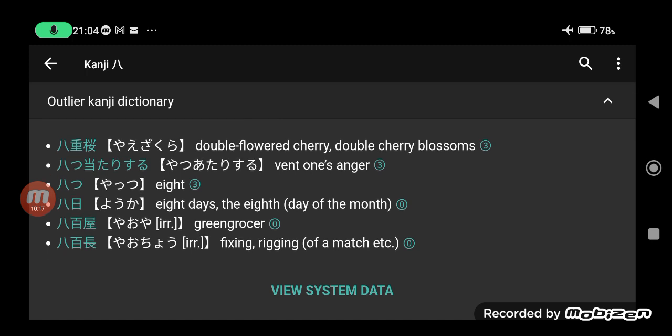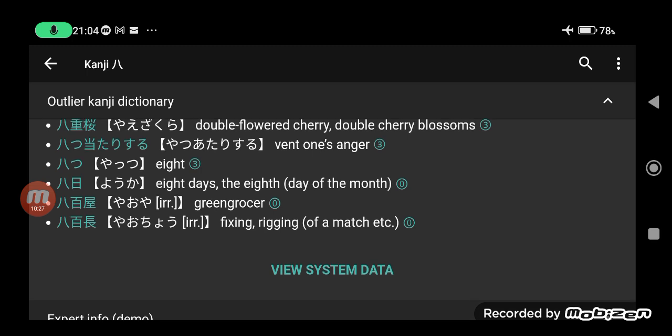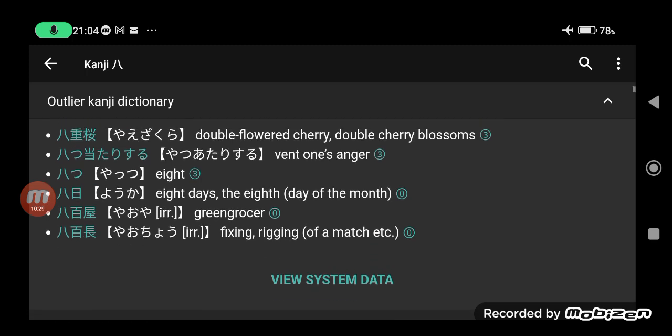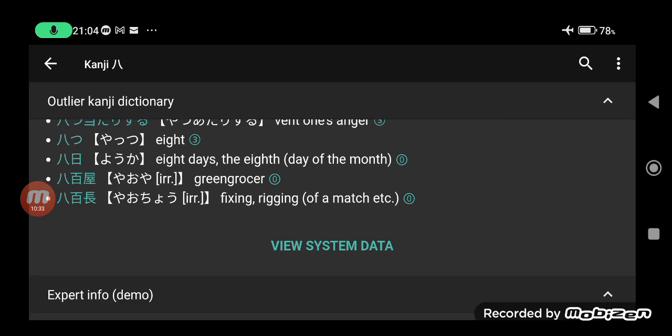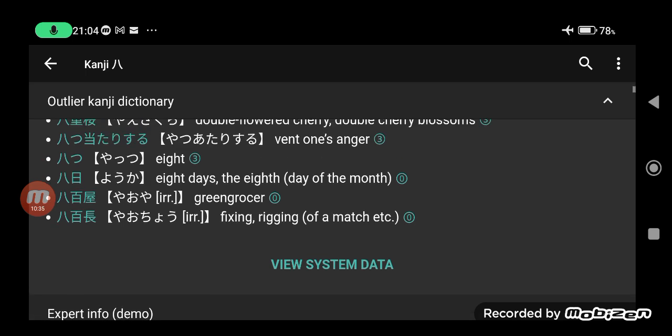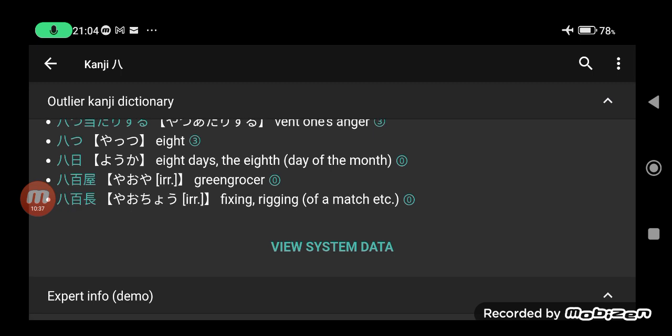Okay, yatsu atari suru, to vent one's anger. Yatsu is the ordinal way for counting 8, or alternative counting for 8. Yoka is the 8th day of a month. In this yoka, they use the fourth kunyomi, yo, plus the kanji for sun or day, ka.